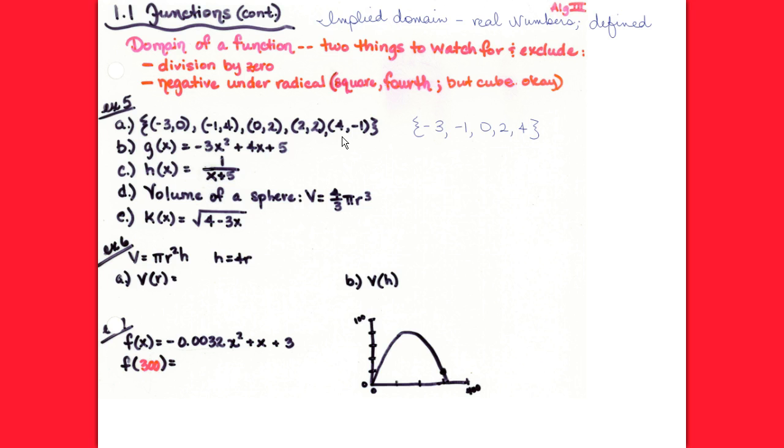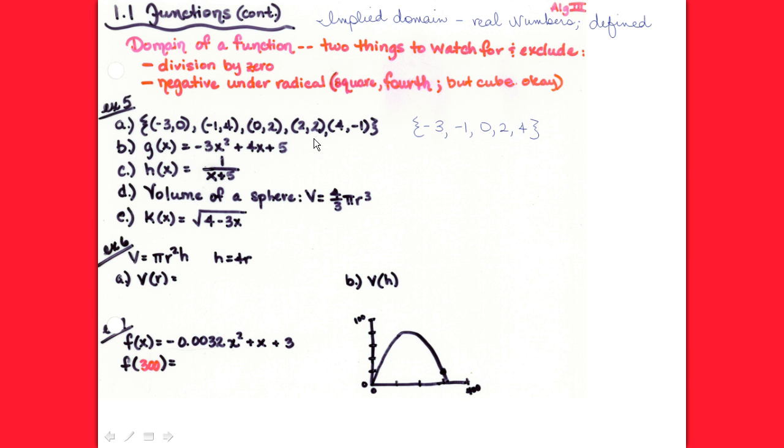All right, look at B. For B, they give me a function, and we know that this is going to graph as a parabola, but they give me a function and they say, what's the domain? We said your domain would be all real numbers unless one of two things happened. You got 0 in the denominator, or you got a negative under like a square root or a fourth root. Is there any chance of getting 0 in the denominator for this one?